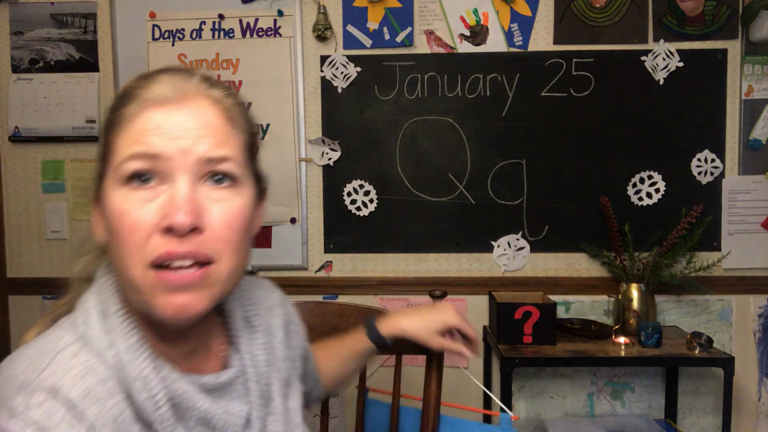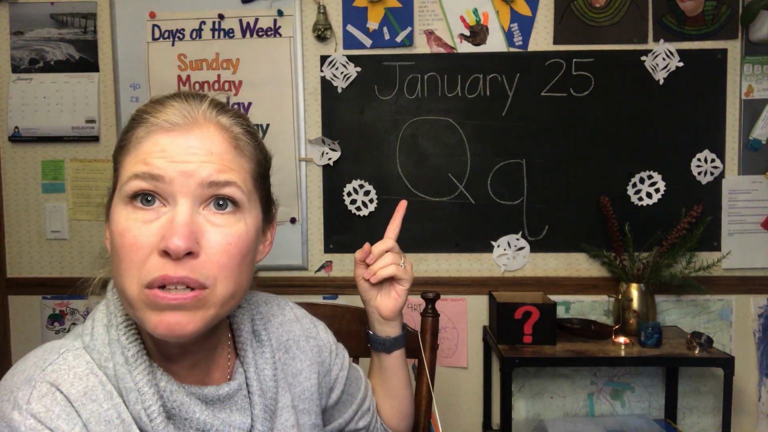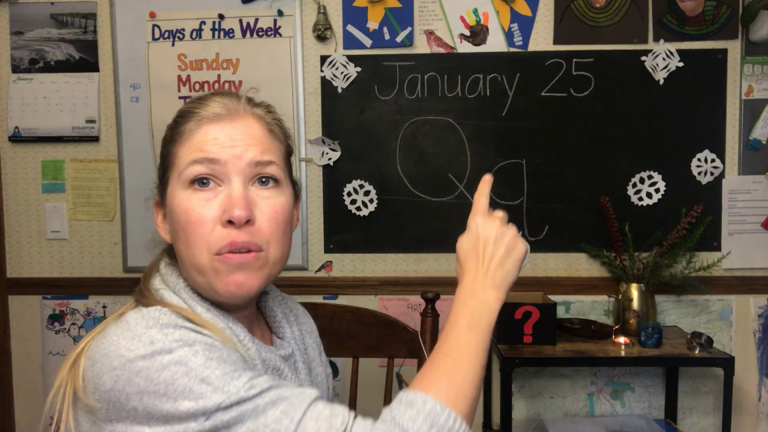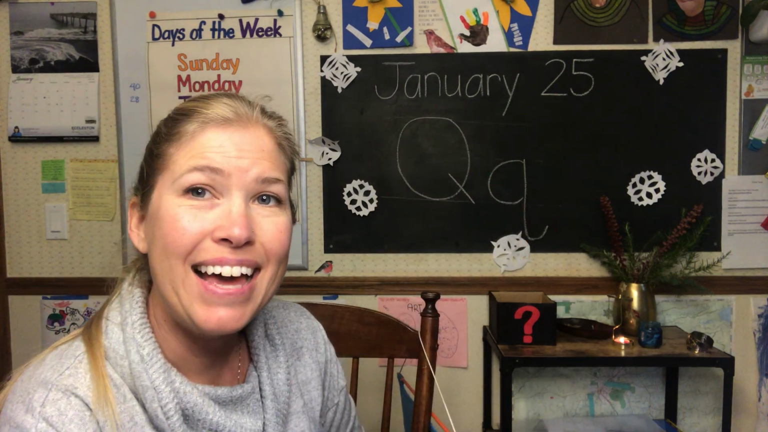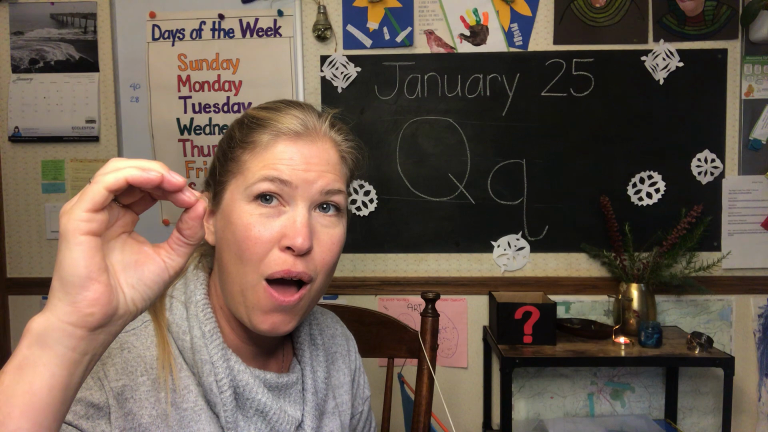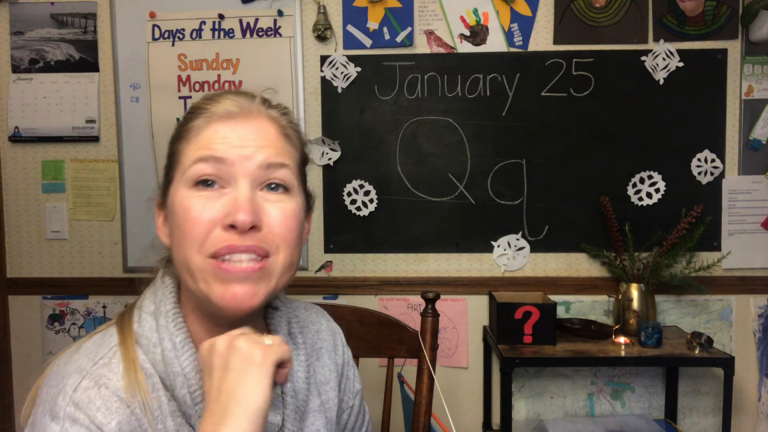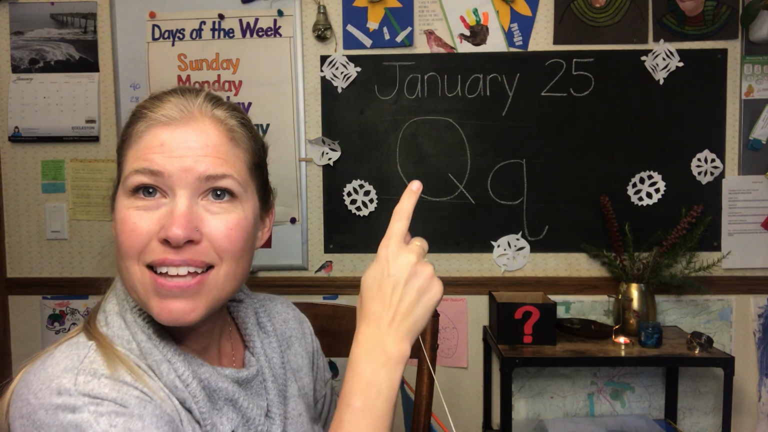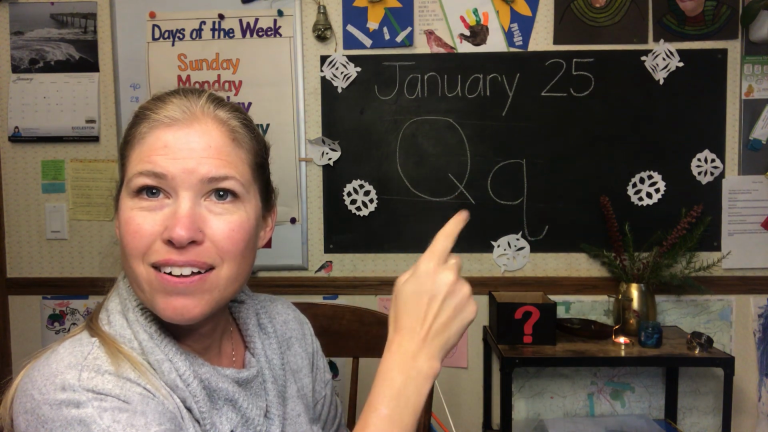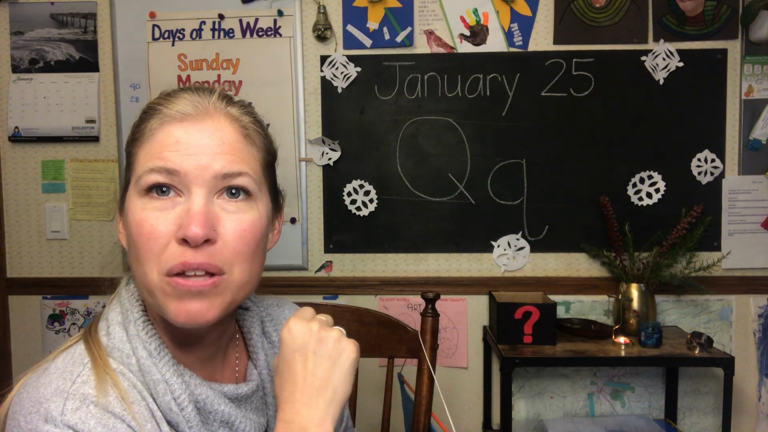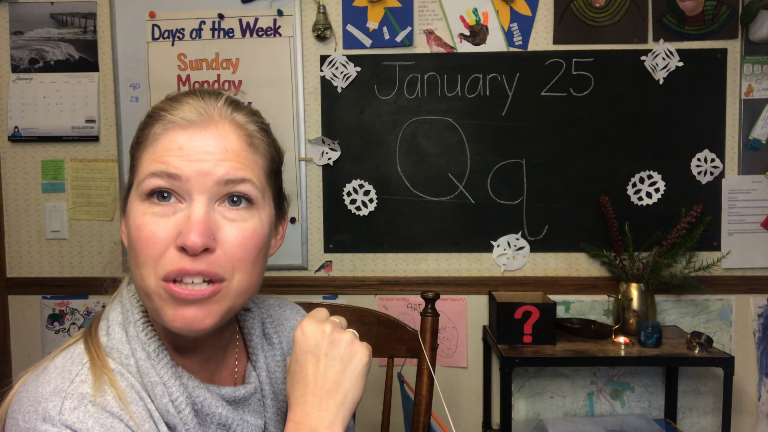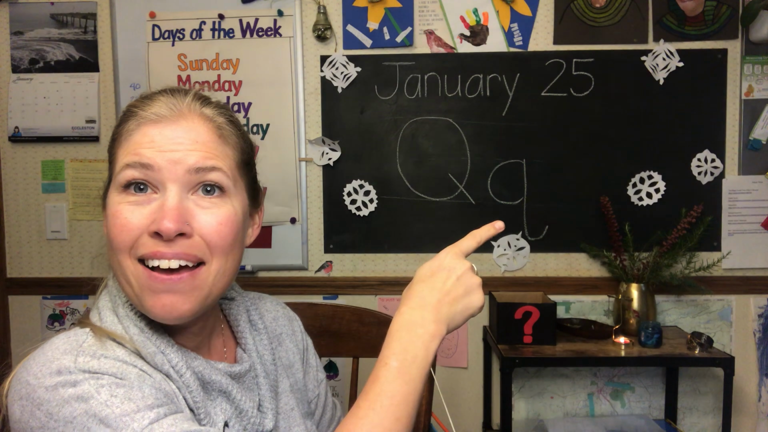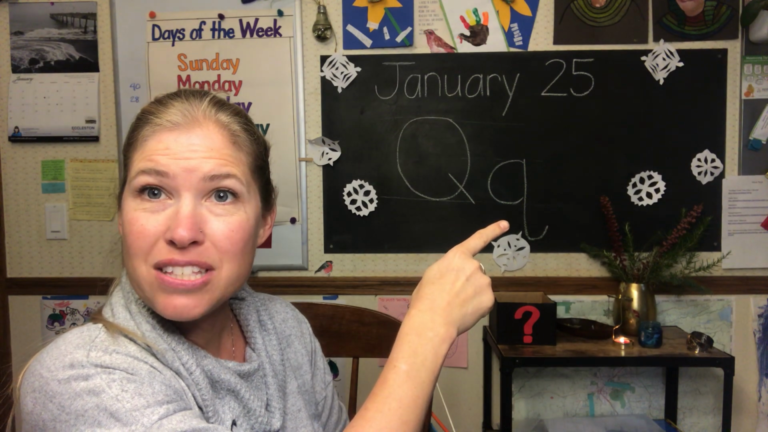But I want to point out that the Q is really interesting, because do you see how it goes all the way around? Just like letter O. Yes, but what's different? How come it's not letter O? It's that little part right there, huh? There's a little slash on the right side of the Q. How incredible.